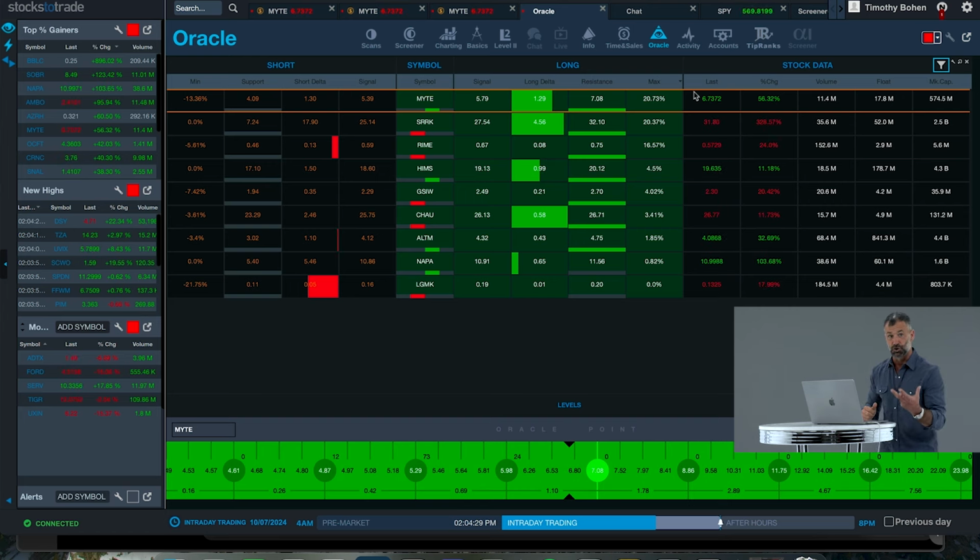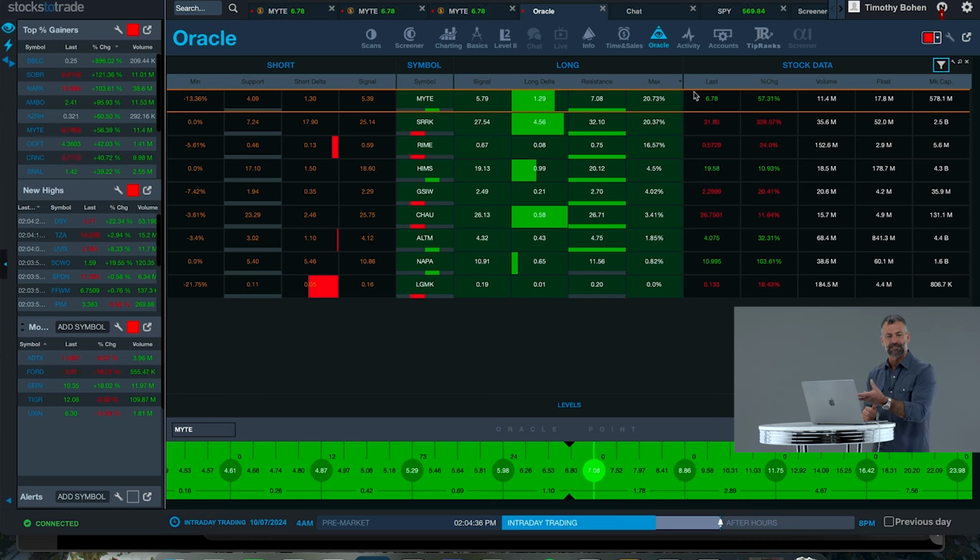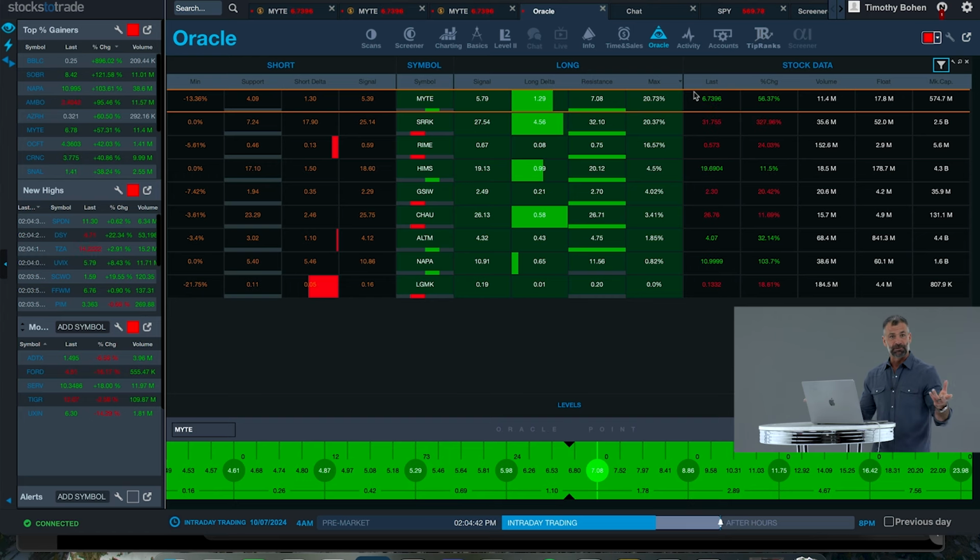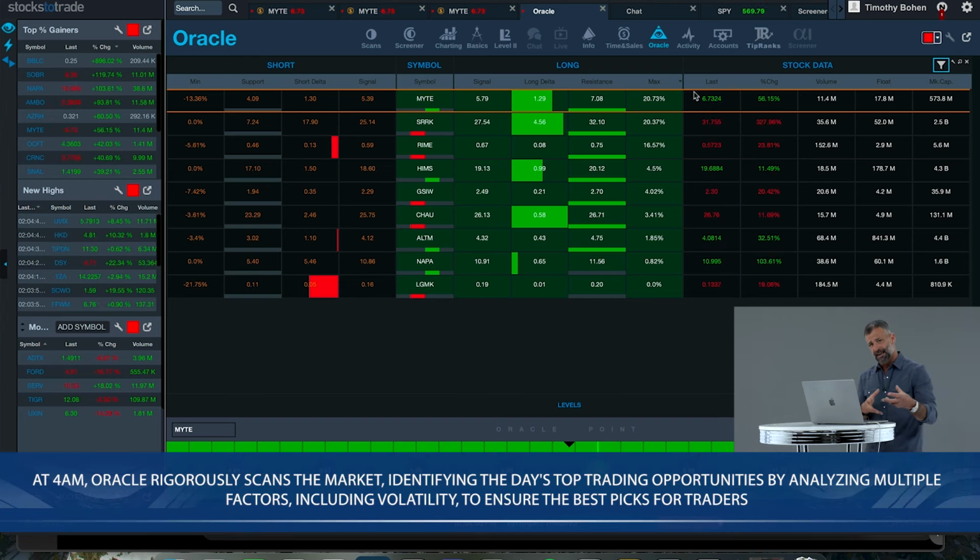Remember, volatility is good, okay? I know that a lot of times volatility is almost a dirty word on CNBC or whatever. We need volatility. If stocks only move 1% up or down, there's no opportunity there. So we want volatility. So what Oracle does, again, starting at 4 a.m., starts building a watch list of stocks that have current as well as past volatility.